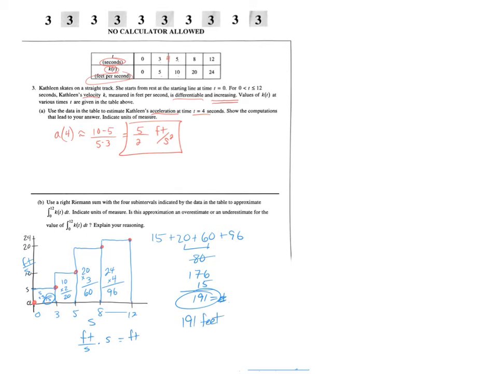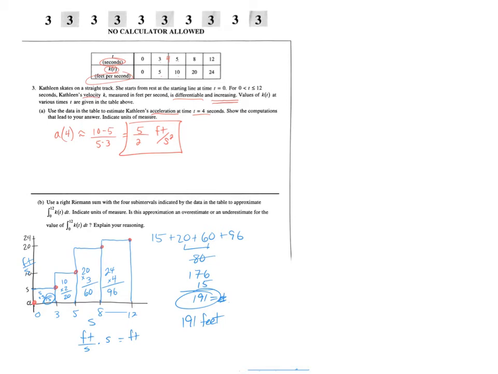That's the distance traveled from 0 to 12 because it's all positive. If the y values went negative, it wouldn't be the distance traveled, it would be the net displacement. Anyway, it says, is this approximation an overestimate or underestimate?